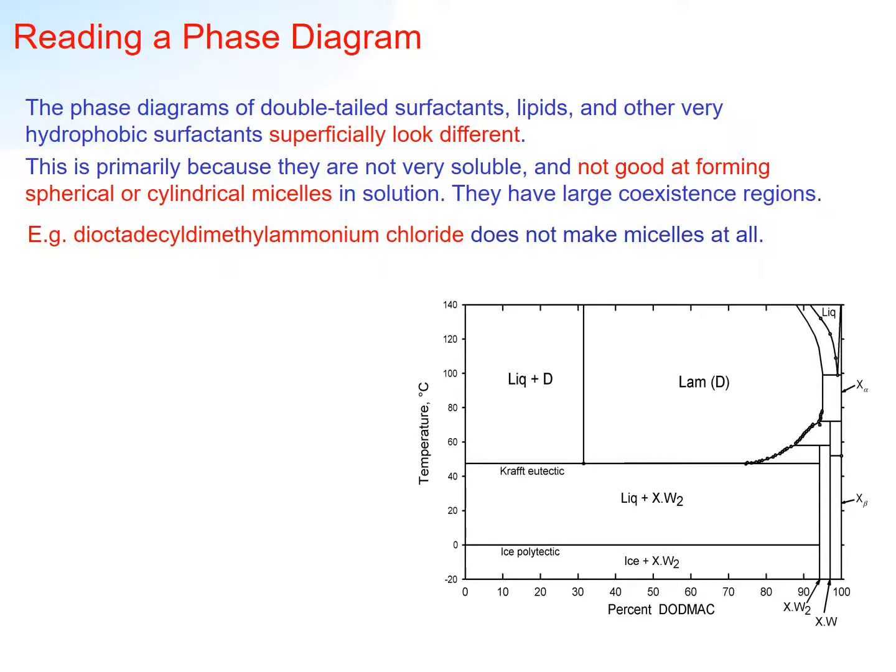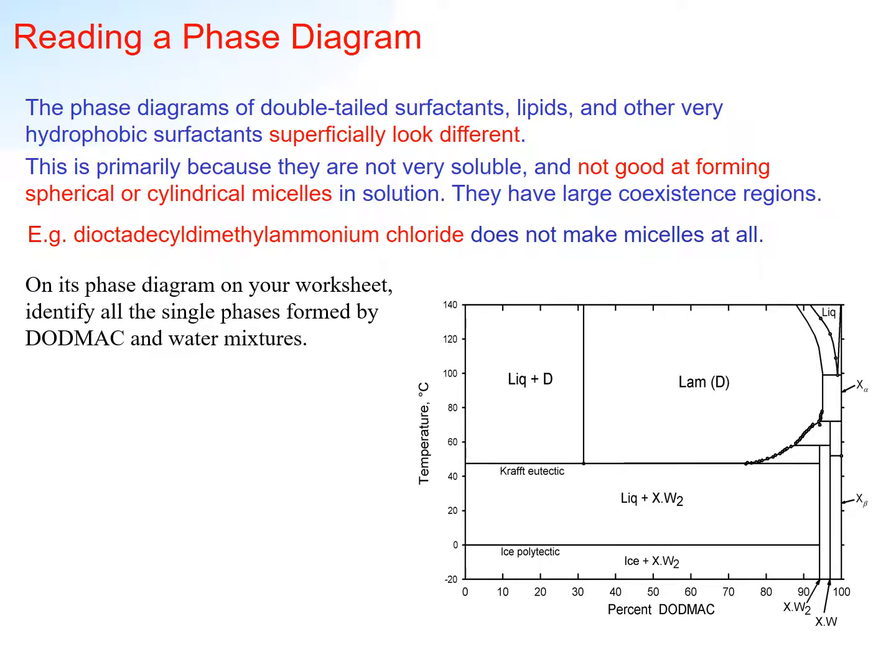If we take an example of dioctadecyl dimethyl ammonium chloride, it doesn't make any micelles at all. What phases does it form? So on its phase diagram on your worksheet, identify all of the single phases formed by dioctadecyl dimethyl ammonium chloride at different compositions in water.